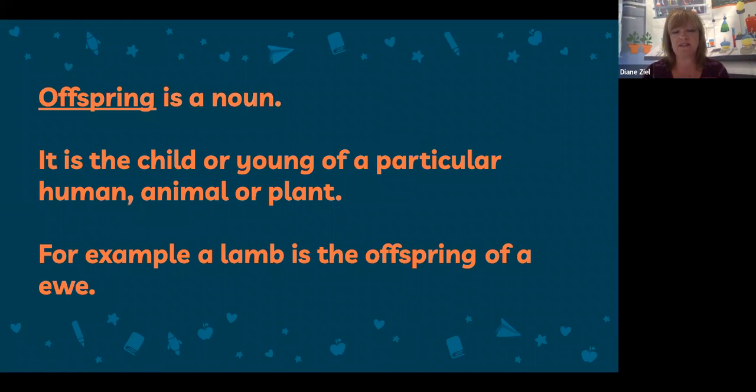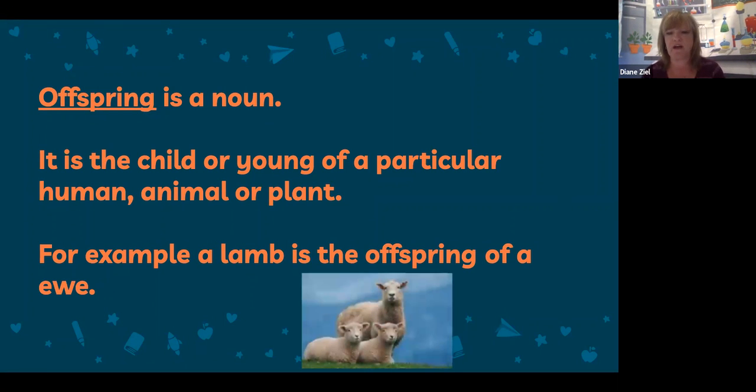Offspring is a noun. It is the child or young of a particular human, animal, or plant. For example, a lamb is the offspring of a ewe.